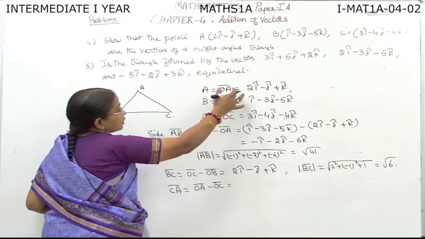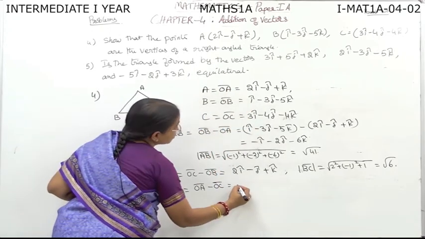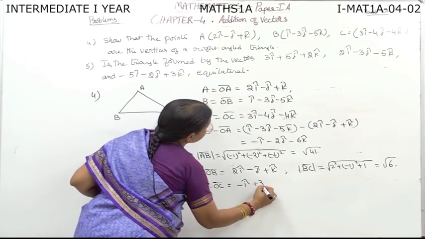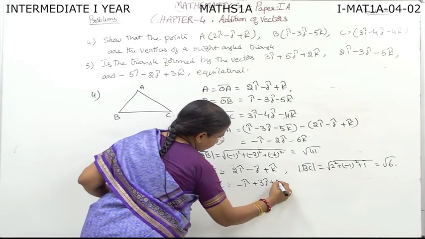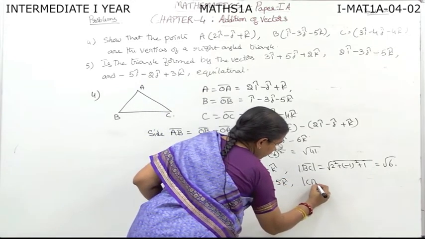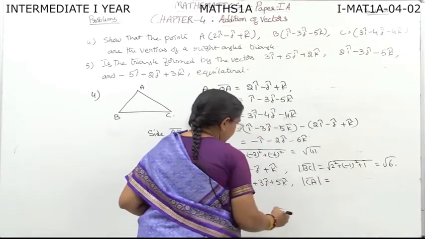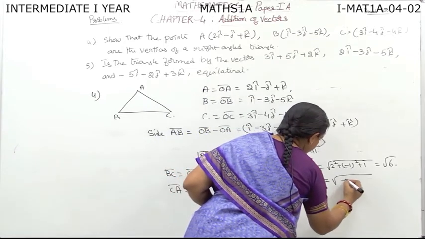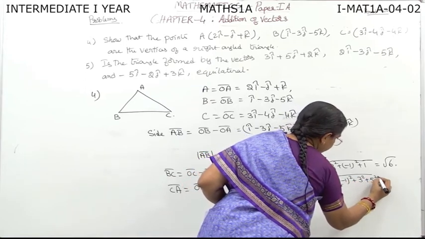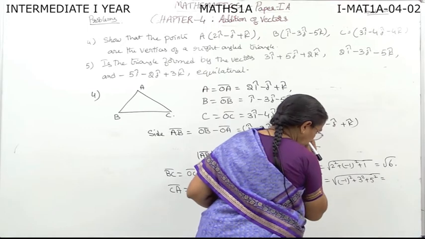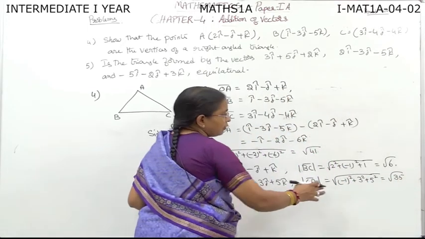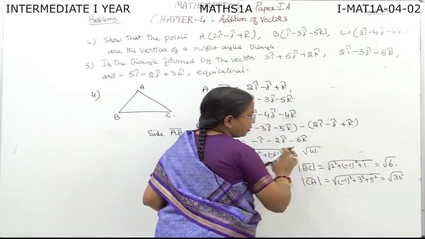So OA minus OC. This minus this. So that is minus i plus 3j plus 5k. Now we'll find the length. Mod CA is equal to root of (minus 1) whole square plus 3 square plus 5 square. So that's root 35.